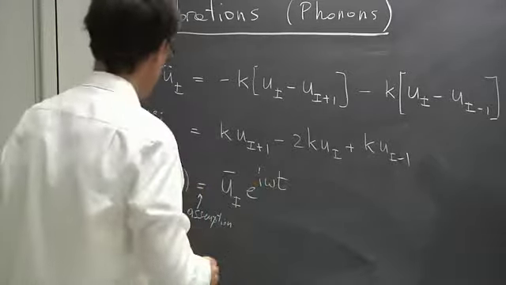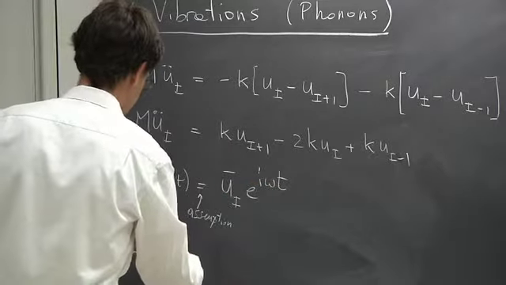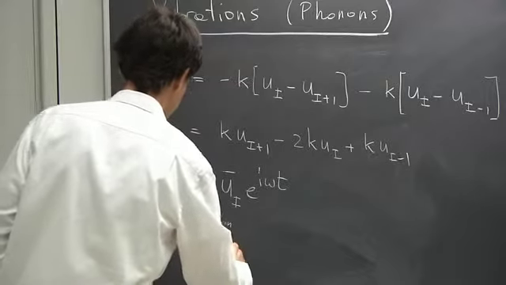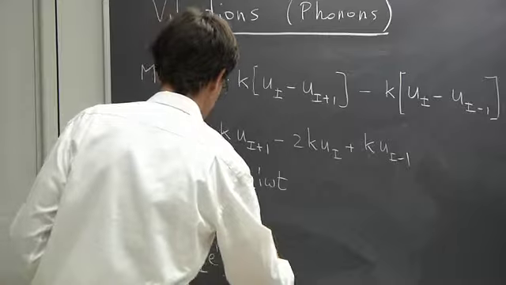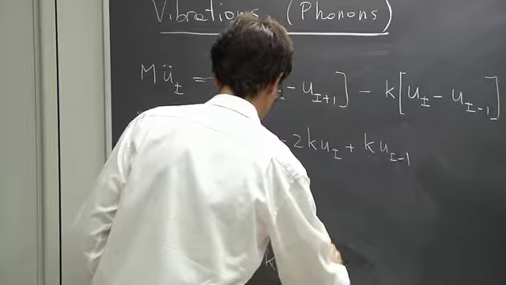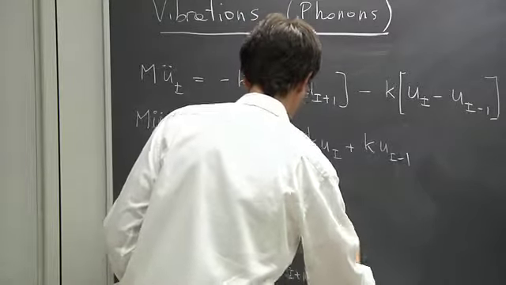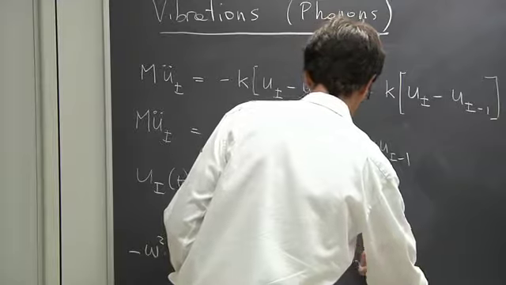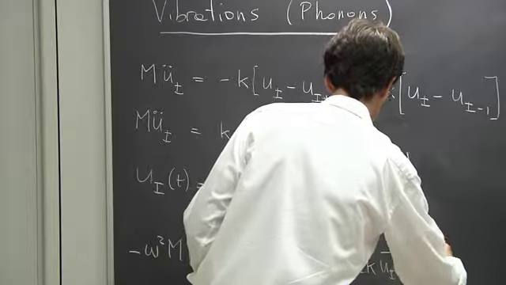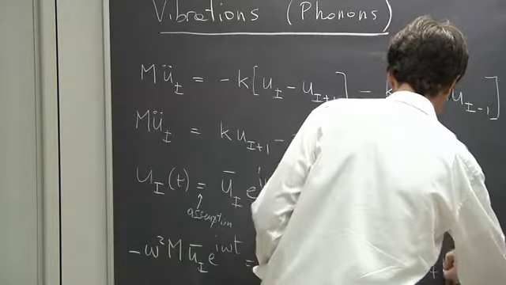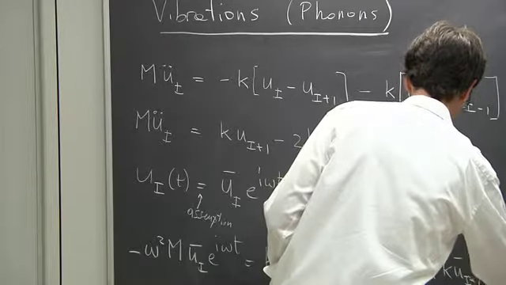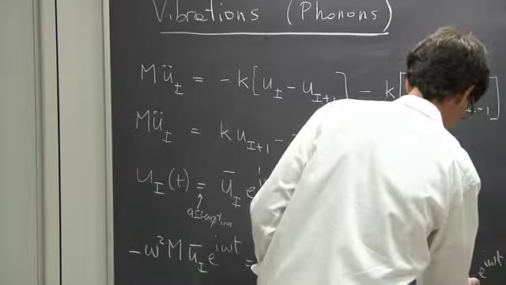If I accept this assumption, this equation becomes minus omega squared m ū_i e^{i omega t} equals k ū_{i+1} e^{i omega t} minus 2k ū_i e^{i omega t} plus k ū_{i-1} e^{i omega t}. Minus 1, sorry. Oh, this is a mistake.